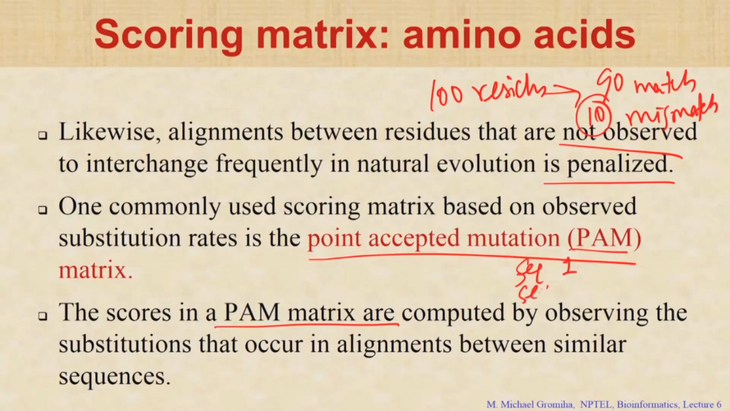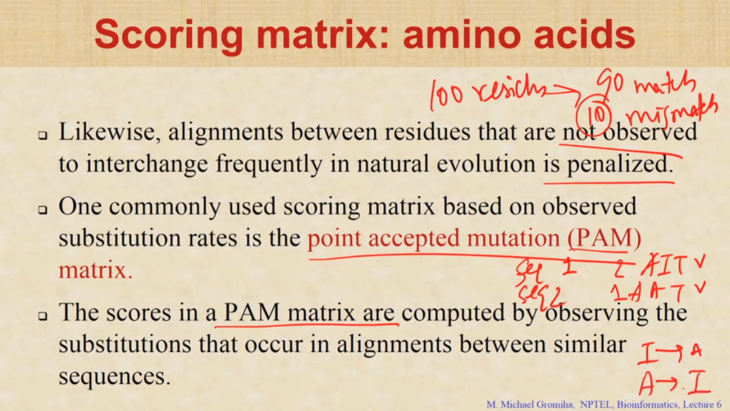If you look at this very carefully, there are 2 sequences, sequence 1 and sequence 2, for example AATV. Here, what is the substitution? I to A. If I take this as sequence 1 and this as sequence 2, then what is the substitution? A to I. So it is changed. When they derive this substitution matrix, they do not care whether it is from sequence 1 to 2 or 2 to 1. They treat this as similar.